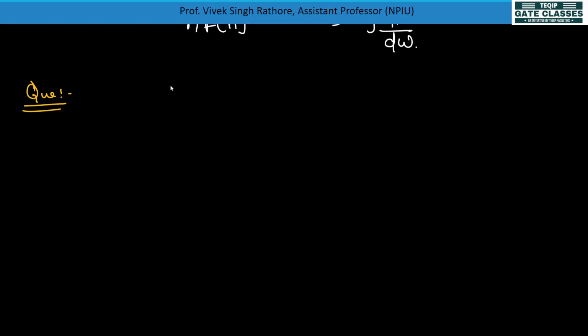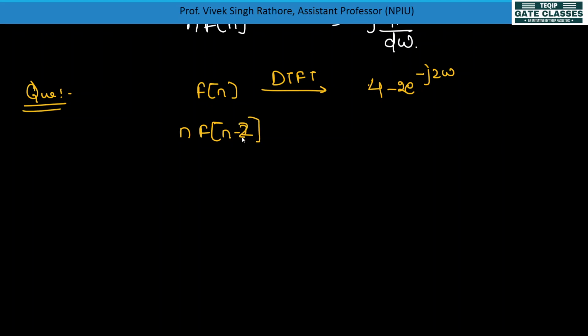See, a signal, let's suppose f of n, its DTFT is given as 4 minus 2 e to the power minus j 2 omega. Let f of n be a signal whose DTFT is 4 minus 2 e to the power minus j 2 omega. Then tell me what the DTFT, the Fourier transform, of n into f of n minus 2 will be. Here two properties come in, multiplication by n and shifting by 2. We'll try to solve this question. You can pause the video and try by yourself.